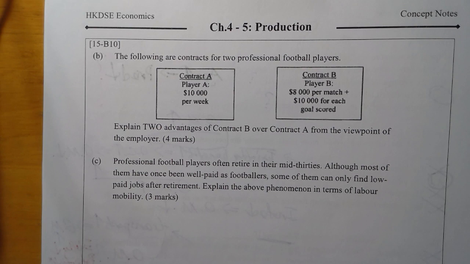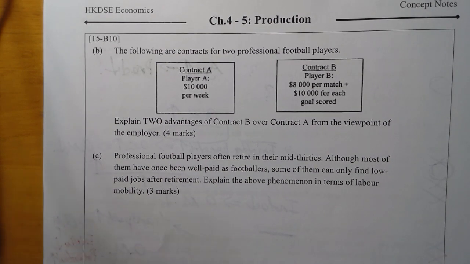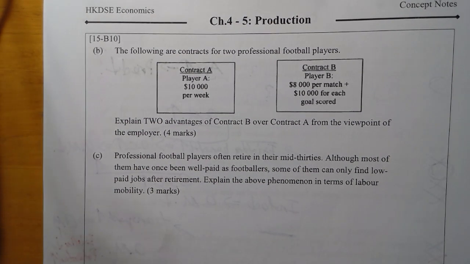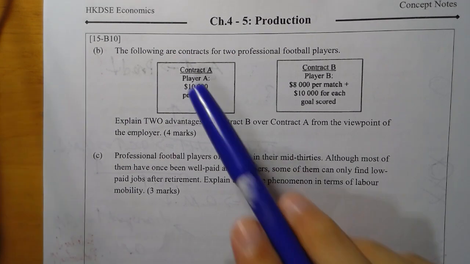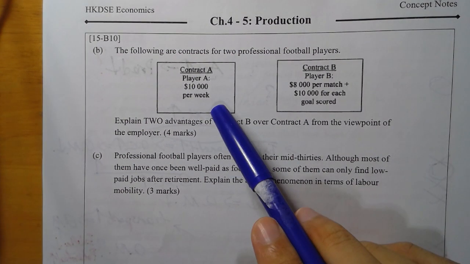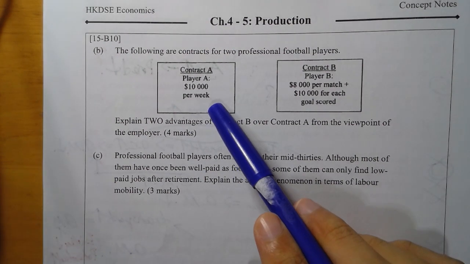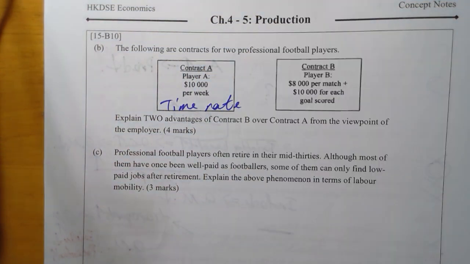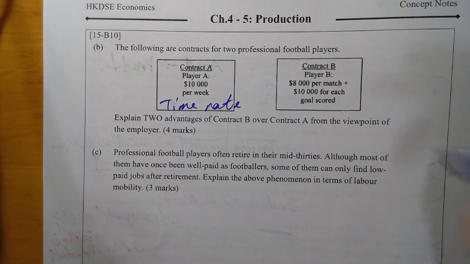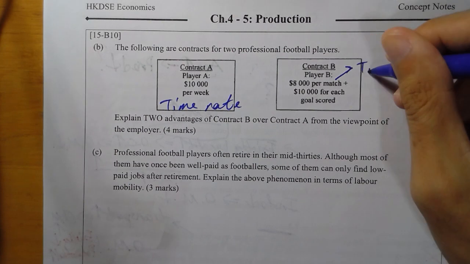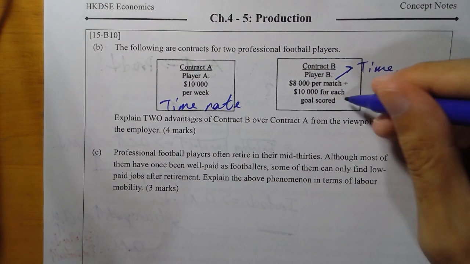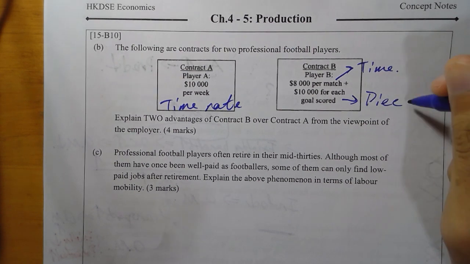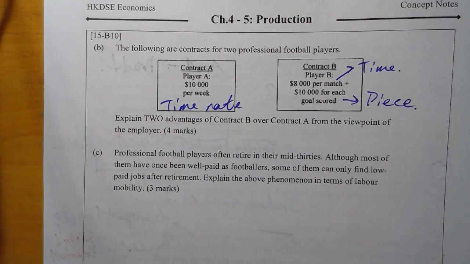So final page. One more question and we are done. Here, the following are the contracts for two professional football players. Here, you see, per week. Wow, so stingy, only 10,000 dollars a month for playing football. Here, this is a time rate, right? Time rate. On the other hand, here, they have a time rate component plus, here, a piece rate component. Wow, great! Every goal scored, 10,000 dollars, alright? Piece rate component.